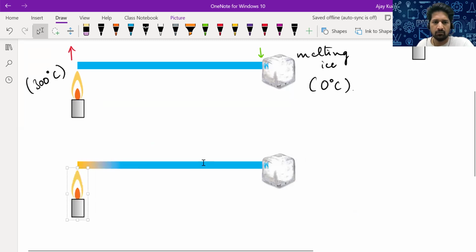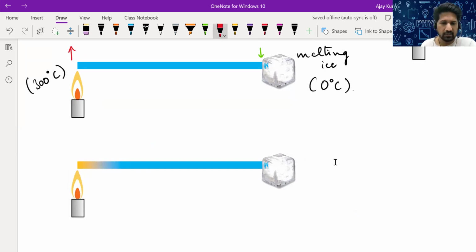So as you start heating one end and cooling the other end, you will see a temperature difference appearing across the rod. The flame we assumed is at 300 degrees C, and the melting ice is at 0 degrees C. So the temperature of this end continues to rise and the temperature of the other end continues to fall. Now the left end's temperature will go on increasing till it reaches 300 degrees. The right end's temperature will go on decreasing till it becomes 0 degrees. But that will take time to happen.